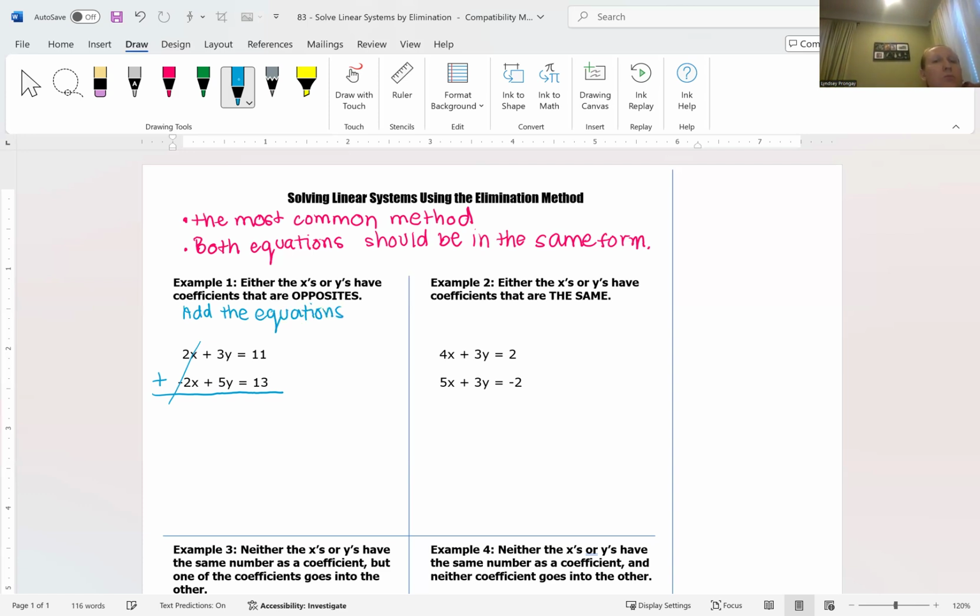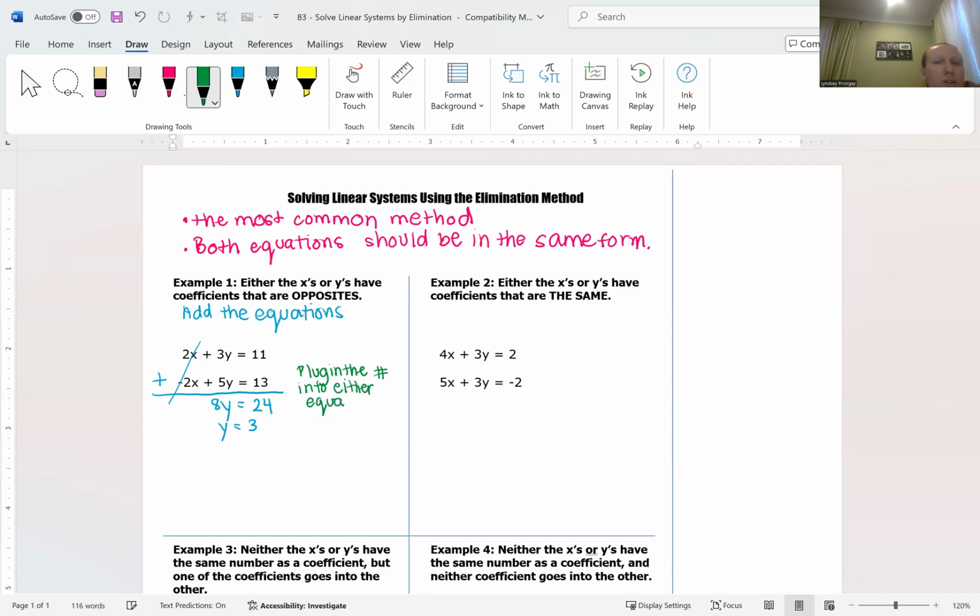When we add the equations, like we said, the x's add to 0, so they're gone. We get 8y equals 24. And now I can solve that and say that y is 3. And that's one piece of it. Now we have to plug in the number. I'm going to abbreviate here: plug in the number into either equation.